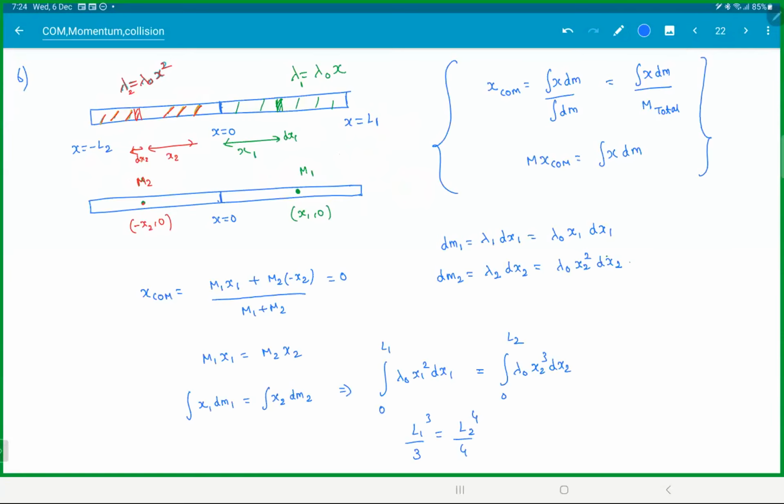So here we have simplified that and finished it off. Basically, this is the idea here. Integral x1 dm1 is equal to integral x2 dm2. So on the left hand side, choose it as x2. This piece is dx2. On the right hand side, choose it as x1 and dx1. Check it out.